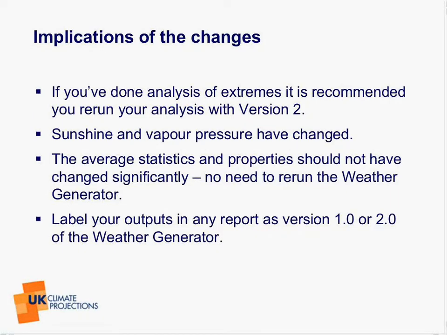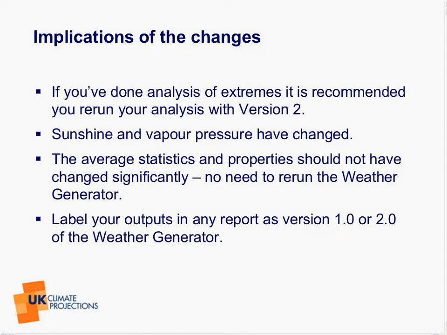Obviously, sunshine and vapor pressure have changed, so if those are variables you're looking at, then you'll need to rerun your weather generator runs. But importantly, the average statistics and properties of the weather generator from the original to the second version shouldn't have changed very much. So if you're just looking at averages, you won't need to rerun the weather generator with the second version.